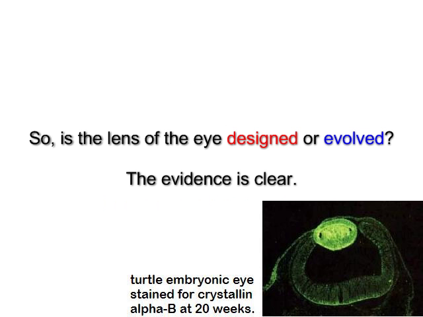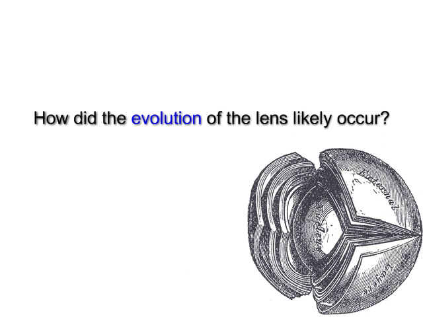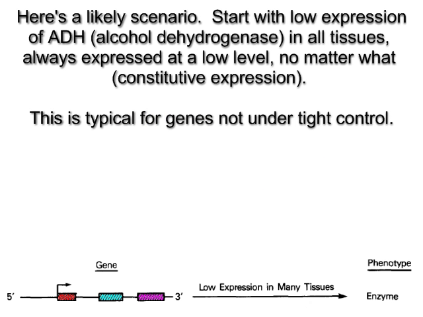So is the lens of the eye designed or evolved? The evidence is clear. How did the evolution of the lens likely occur? Well, here's a likely scenario. Start with low expression of ADH in all tissues. Always expressed at a low level, no matter what. That's what we call constitutive expression.